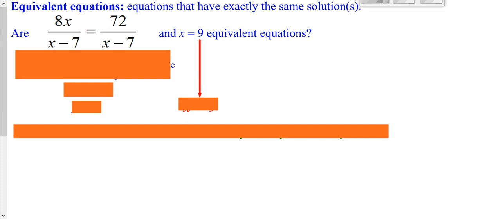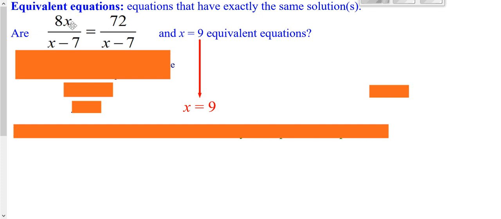We also have equivalent equations, meaning they have the exact same answer. They may look different, the work may be different to solve it, but if they have the exact same answer, they're considered equivalent. So this one has nothing to do to solve it, it's just x equals 9. Now over here, they'll be equivalent if we get the exact same answer out of this.